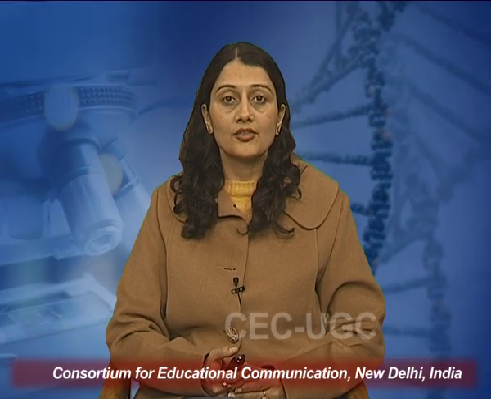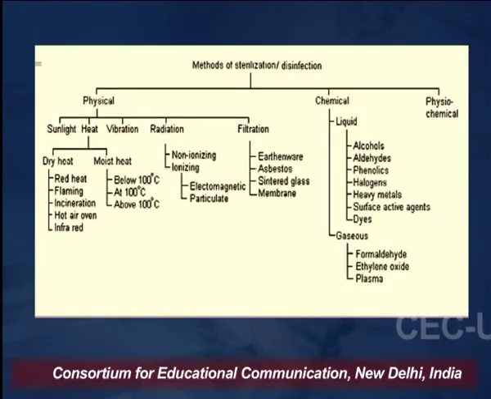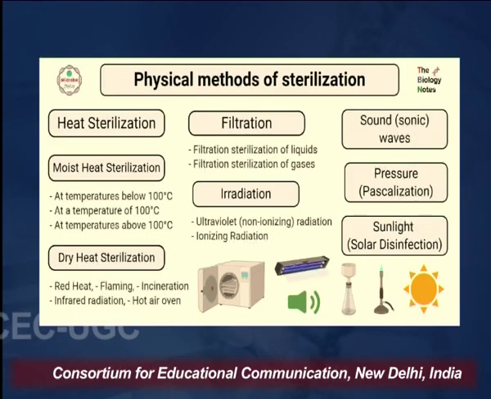And then we have the second class of sterilization, which is chemical sterilization. It involves the treatment of the culture surface with certain chemical agents such as alcohol, formaldehyde, etc. And then there is a combination of the physical and chemical methods, which is termed as the physiochemical method. So let's first try to understand what are the physical methods of sterilization.